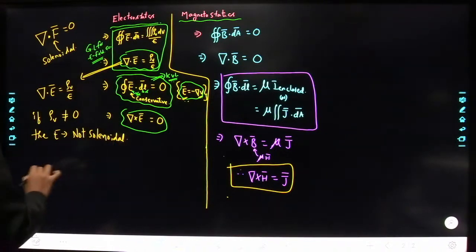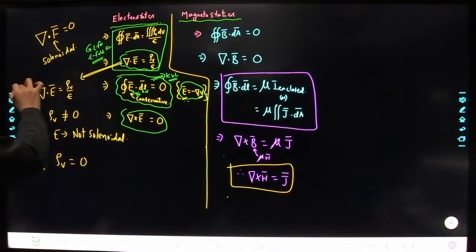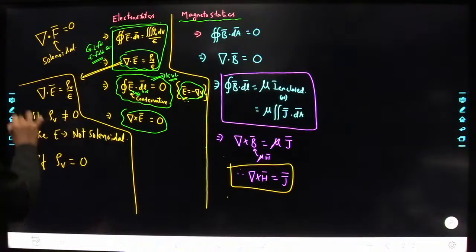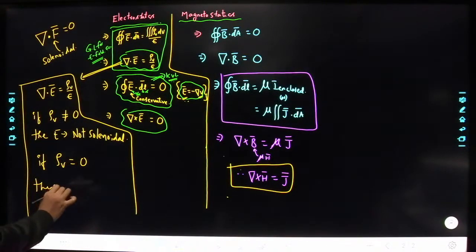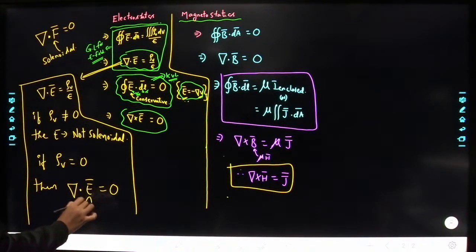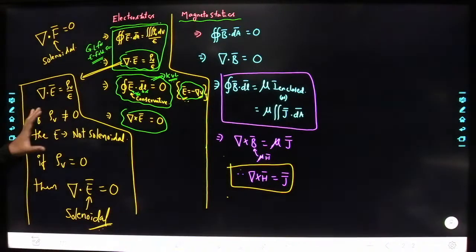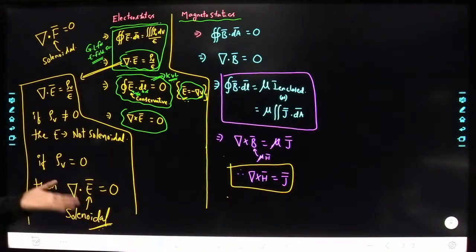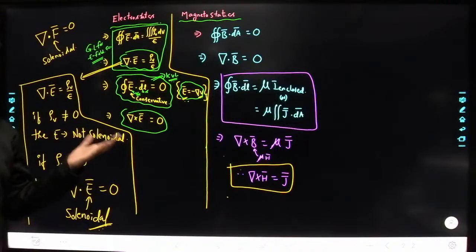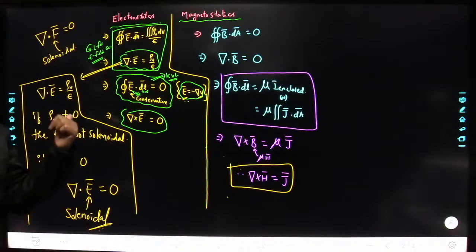Now if I consider rho v is equal to 0 for this expression, then divergence of E bar is equal to 0. In this case I can say the electric field is solenoidal. So that means the electrostatic field may or may not be solenoidal. It depends upon the charge density rho v.